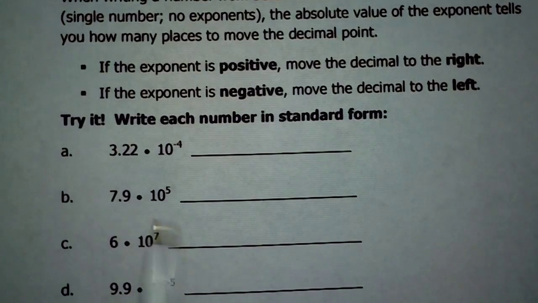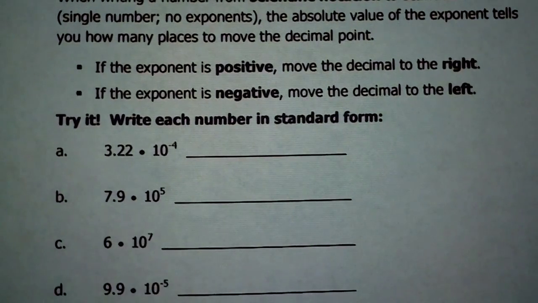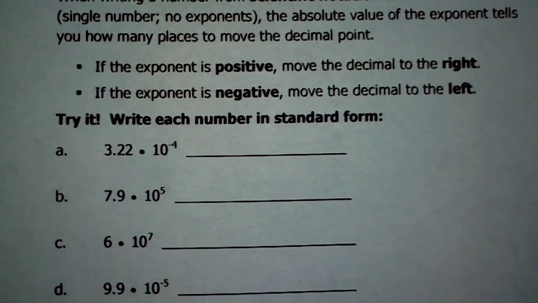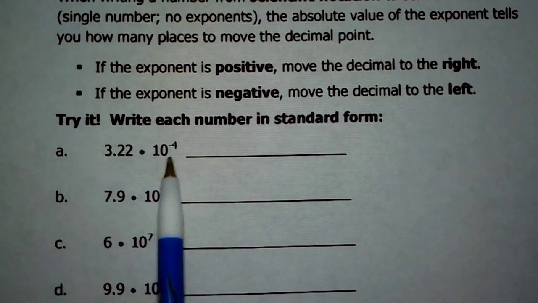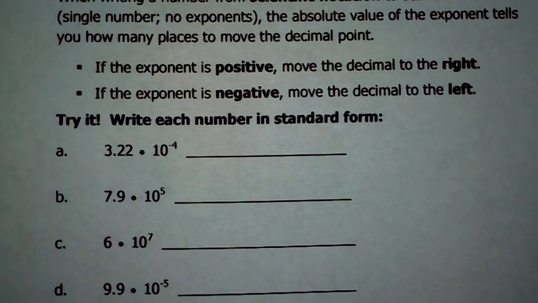Instead of getting out a calculator and typing in 3.22 times 10 to the negative 4th power, because probably on this section you're not going to be able to use your calculator to do that, I want you to be able to have a good understanding of what multiplying by 10 to the negative 4th means and multiplying by positive 10 to the 5th power means.